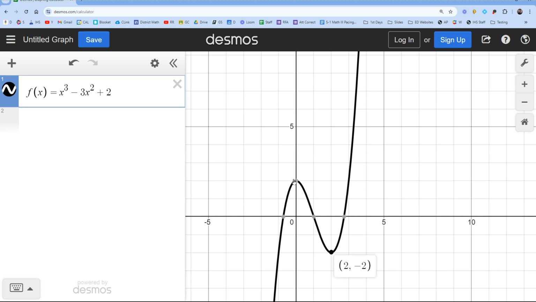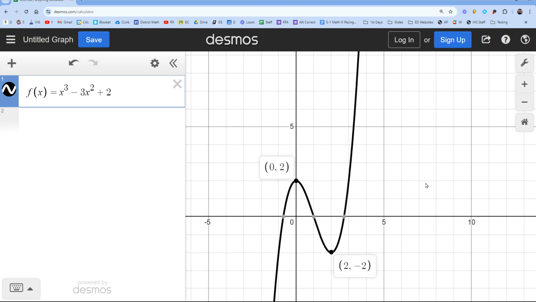And again, I'm looking at, oh, these have beautiful turning points. So we have a maximum at 0, 2, and a minimum at 2 and negative 2. I'm going to put those on my graph. And I said we already know it's a cubic. I'm going to write it out. And we know the end behavior: the right end goes up and the left end goes down.